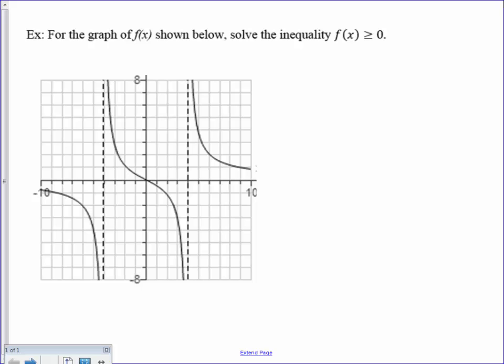Here, I would like to look at another example where I'm given a graph and asked to solve the inequality. I'm not given what f of x equals, but I am told that I need to solve f of x is greater than or equal to 0. Notice on the graph, f of x is given by the solid lines here.